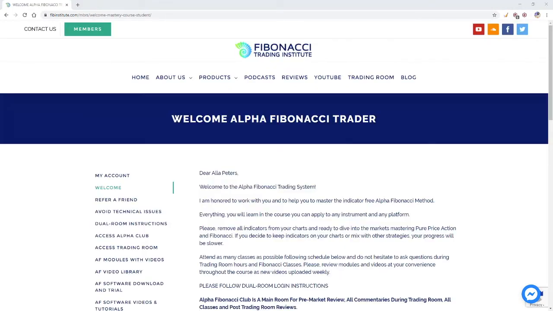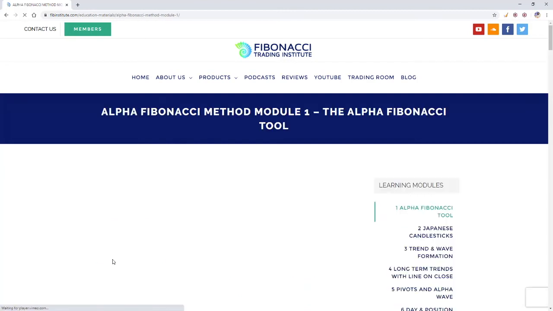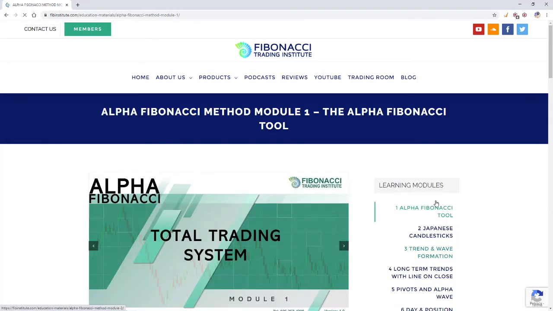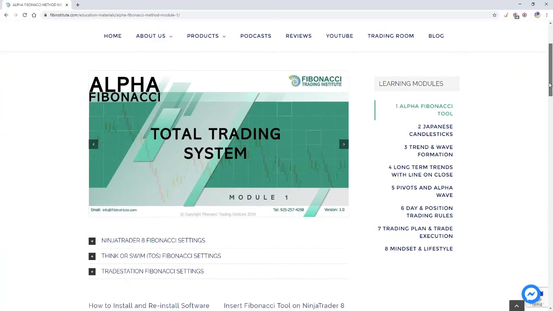Just to show you what the membership area looks like, traders. When you log into the membership area, you will see modules with videos, video libraries, software download, and software videos. So I'm clicking on modules with videos. This is what you will see. Module 1, Alpha Fibonacci tool settings, Thinkorswim Fibonacci settings, TradeStation Fibonacci settings.